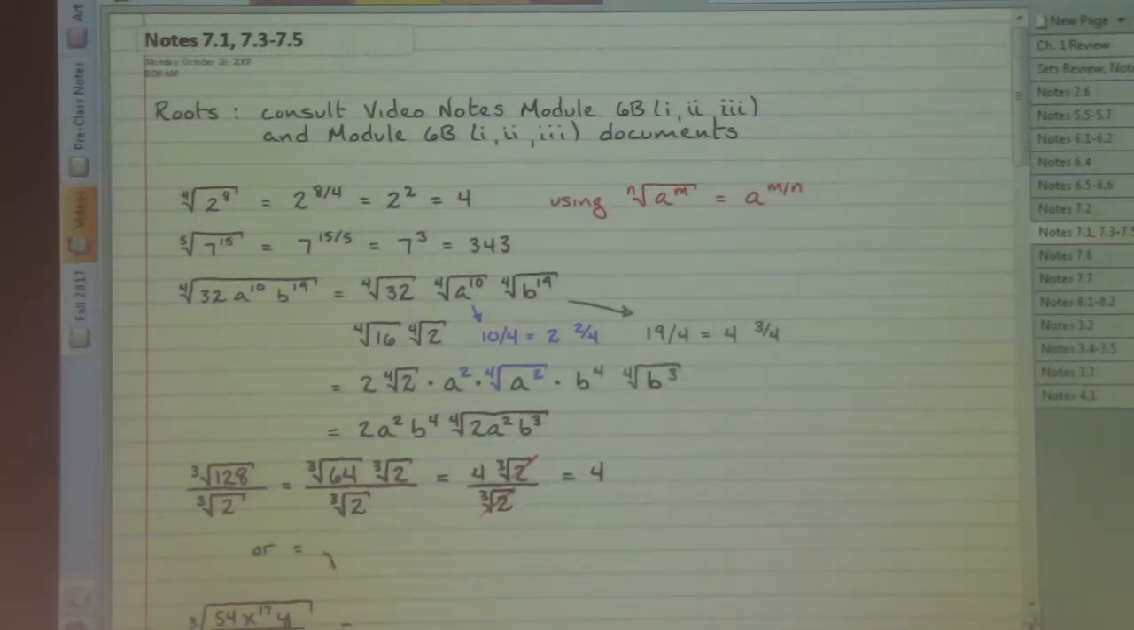The alternative to working out this problem would be to combine these roots together at first and say, if we combine them together into one big old cube root, that would mean that underneath we would have 128 divided by 2. And we can simplify 128 divided by 2 as 64. And then either we recognize or we calculate the cube root of 64 for that same answer again.